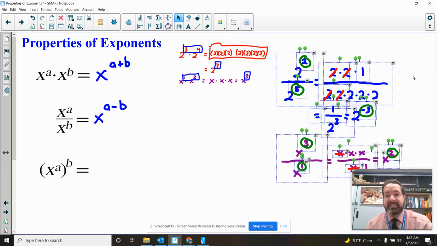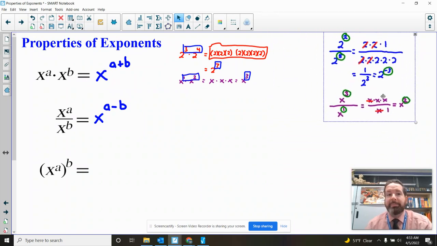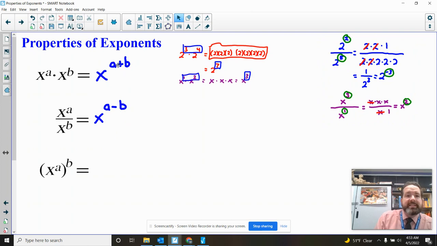Notice the very similar nature of the first two properties here. One has an addition, one has a subtraction. One starts with multiplication, one starts with division. And honestly, the way I tell them apart, doesn't a division bar kind of look like a big old minus sign? That's one way to remember it. When there's division, you use a subtraction. When it's multiplication, you use an addition.